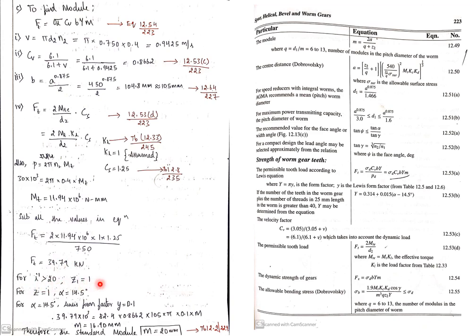Since you know Z1, we have to take it as 1, that is, the number of threads is a single thread. For a single thread, your alpha will be 14.5. For alpha 14.5, your Lewis factor will be 0.1. That is small y.